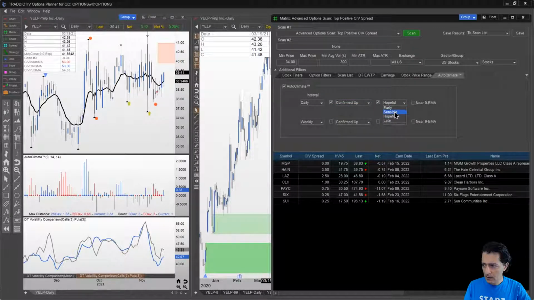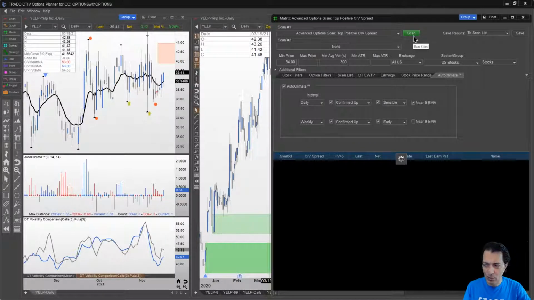And then from an AutoClimate point of view, we're going to be looking at climates to be confirmed up, sensible, with a weekly climate to be confirmed up, ideally early, and ideally we are near the 9 EMA on the daily time frame. So again, that's very demanding. Often we get no results or very few. Today we got no results.